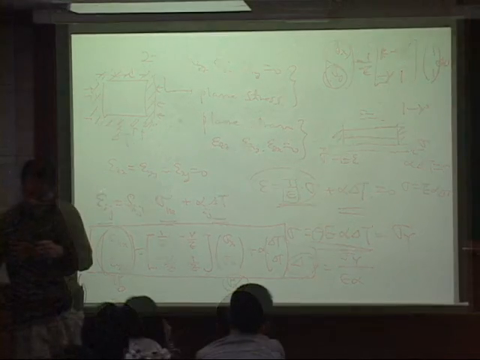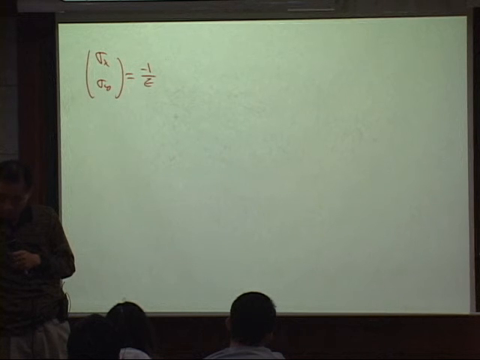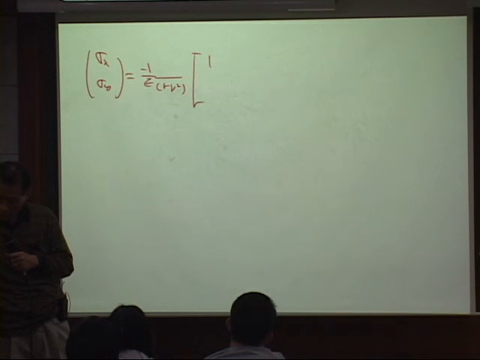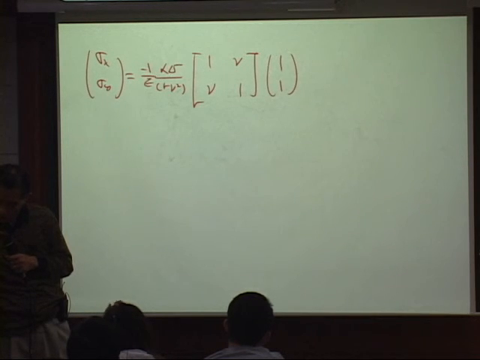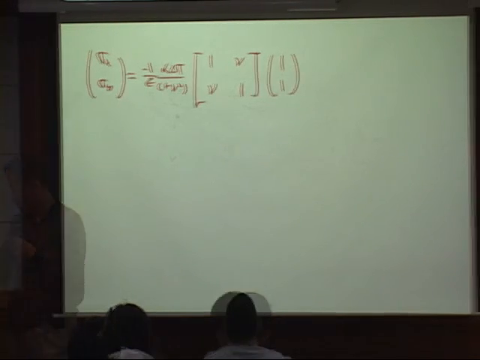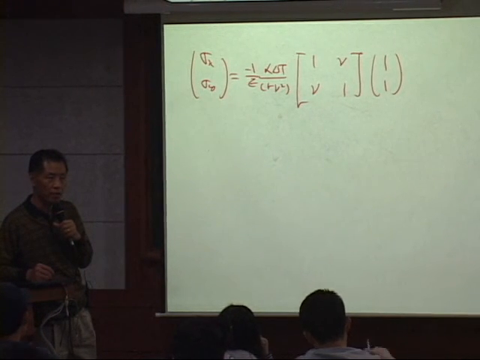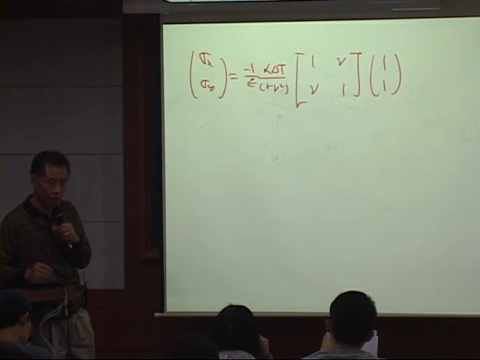Right? So sigma x, sigma y equal minus E over 1 minus mu square times the matrix 1, mu, mu, 1, times 1, 1 alpha delta T, right? This will be a compressive stress. And what is the von Mises stress for this stress state?